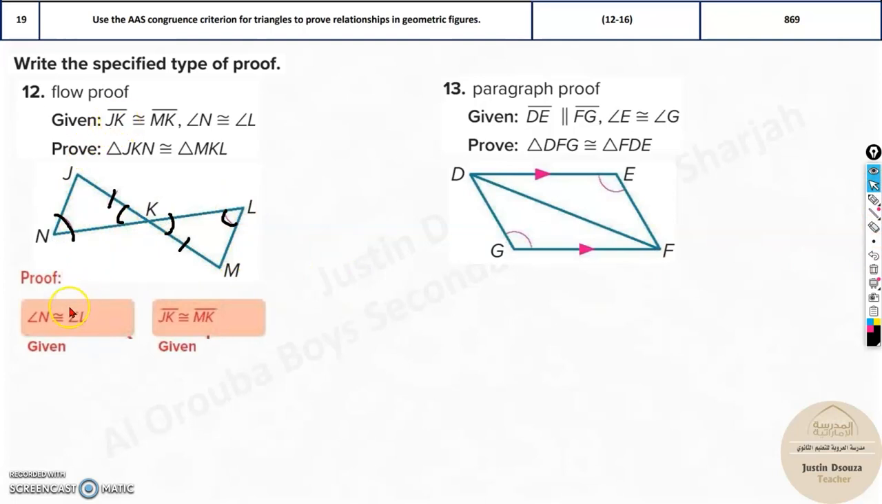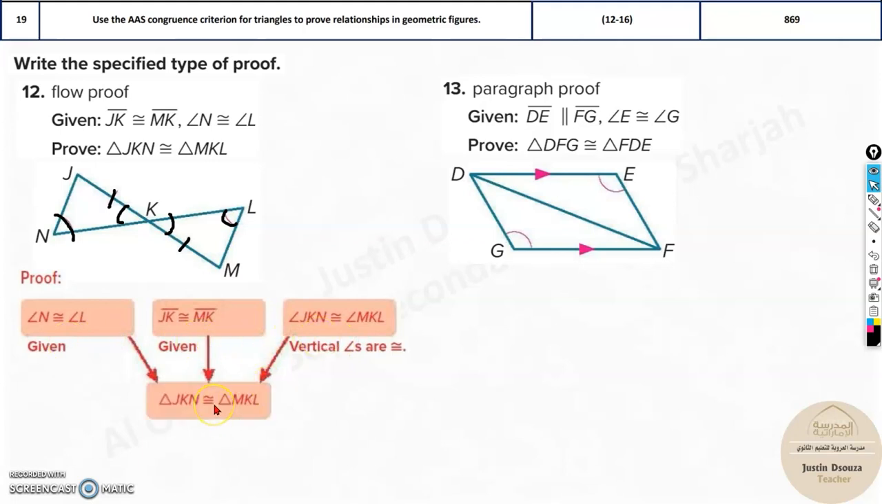So given, let's write given. Angle N and L is given to be congruent, JK and MK, and then we write JKN and MKL is over here, or LKM, it's the same thing, are congruent because they are vertical angles. Vertical angles are always congruent. Now we have angle, angle, side, the ASA or AAS postulate. So this is it. Two angles and a side.